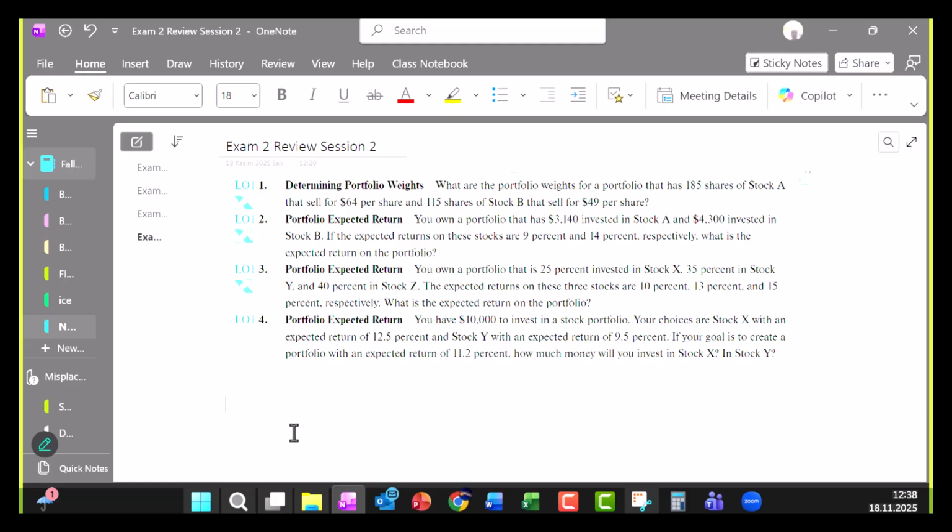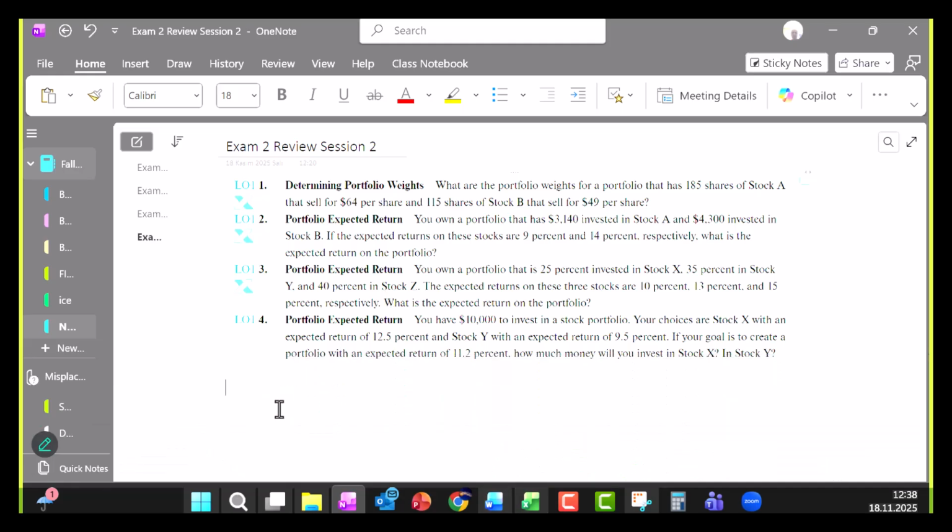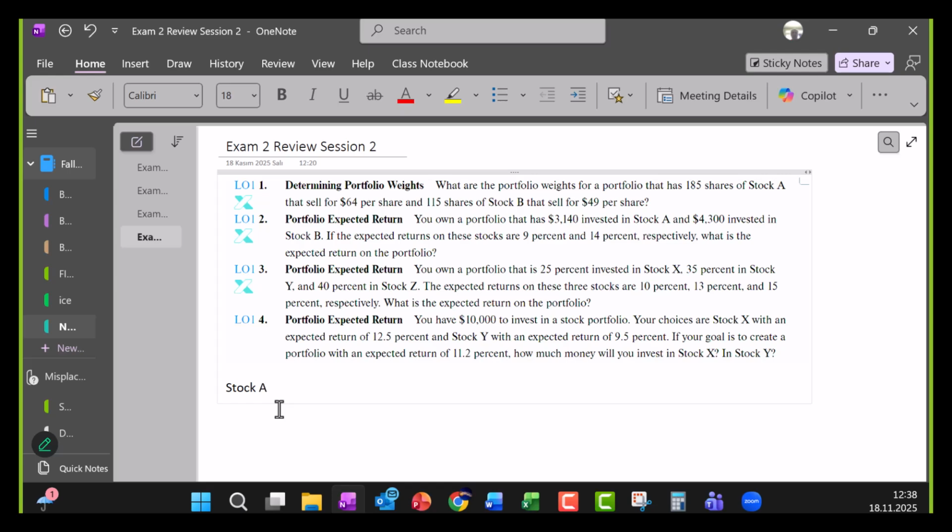Now let's do this. Determining portfolio weights. What are the portfolio weights for a portfolio that has 185 shares of stock A that sells for 64 per share and 115 that sells for 49 per share? Let me do it the pedestrian way first. Stock A, 185 shares times $64. You got 11,840 invested in it.